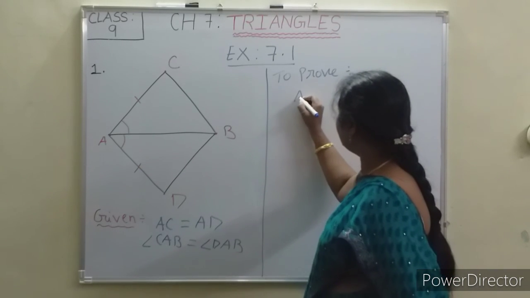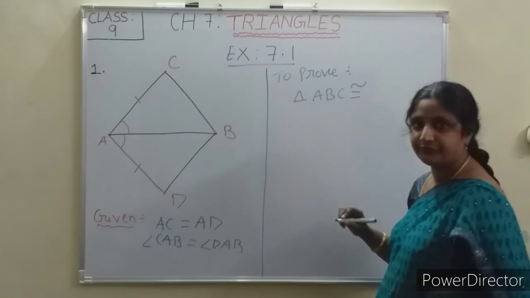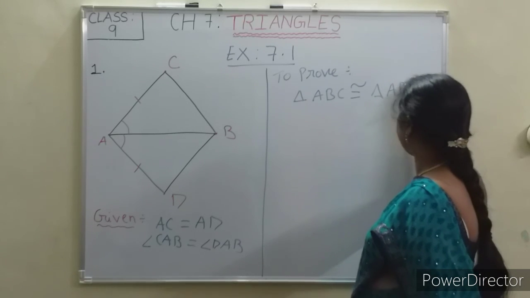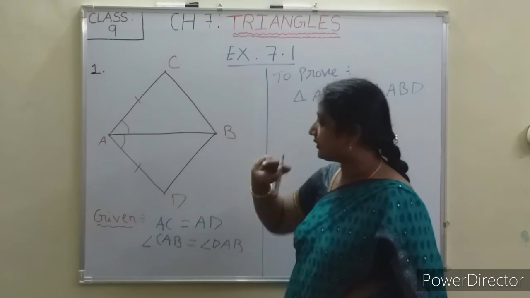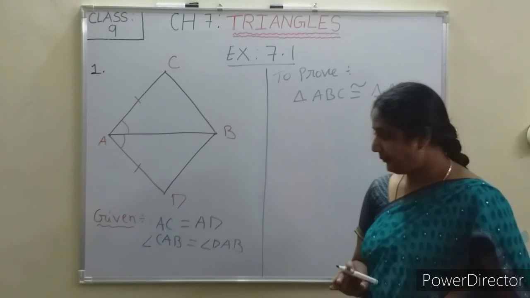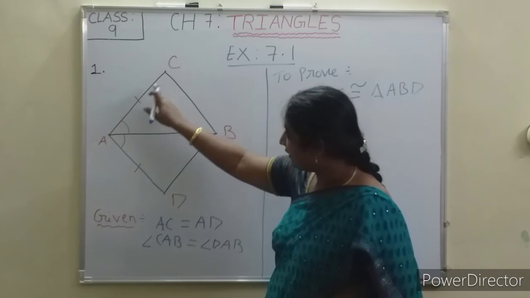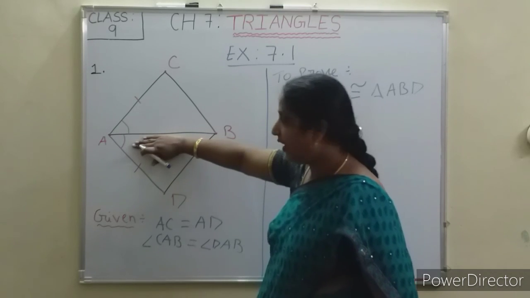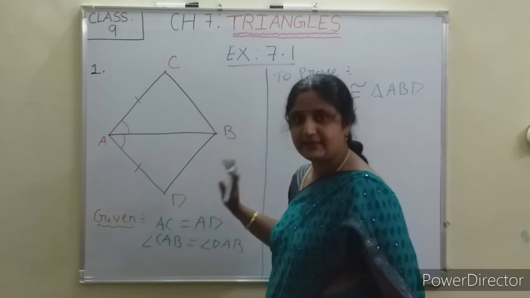Triangle ABC is congruent to triangle ABD. We have to prove this one. So how many conditions do we have here? Already we have two conditions, this side and this side. Consider this triangle and this triangle, children. Observe triangle ABC and triangle ABD separately.